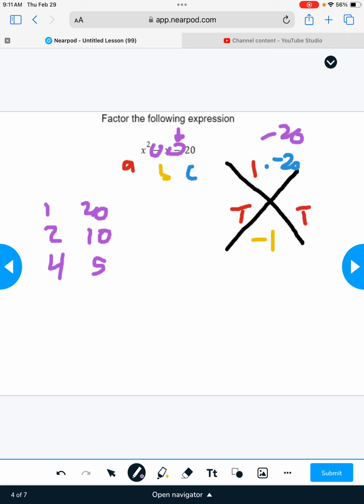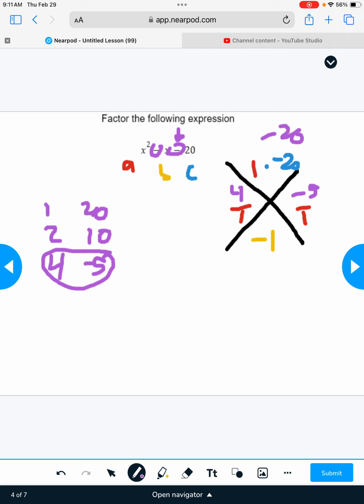And since I know 1 minus 20 is negative 19, the bigger number has to be the negative one. So I've got to find two numbers that subtract to make negative 1. 1 minus 20 is negative 19. 2 minus 10 is negative 8. And then 4 minus 5 is negative 1, meaning that the 4 and the negative 5 are going to be my factors.